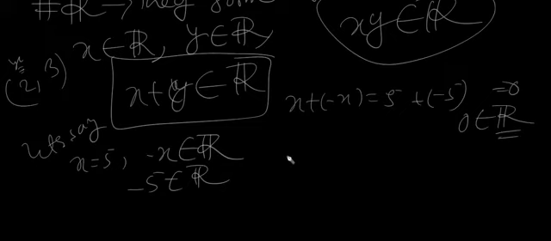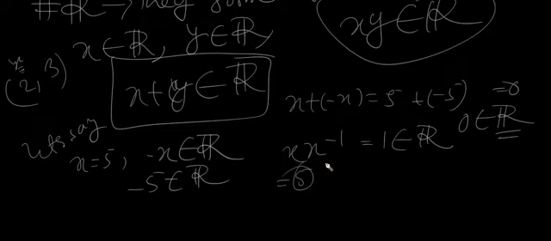And again, the inverse, that is x inverse, which should give rise to 1, will also belong to the real numbers. Notice that we are taking x equals 5, so 5 inverse is just 1 by 5. 5 belongs to the real numbers, 1 by 5 belongs to the real numbers, and this gives us 1, which also belongs to the real numbers. So we can see that the properties we required are satisfied, and we can say that the real numbers form a field.